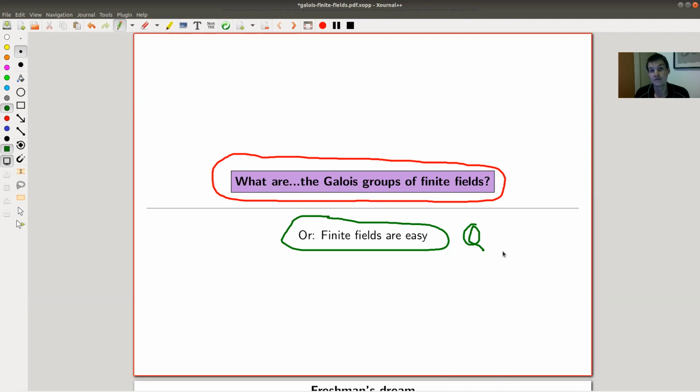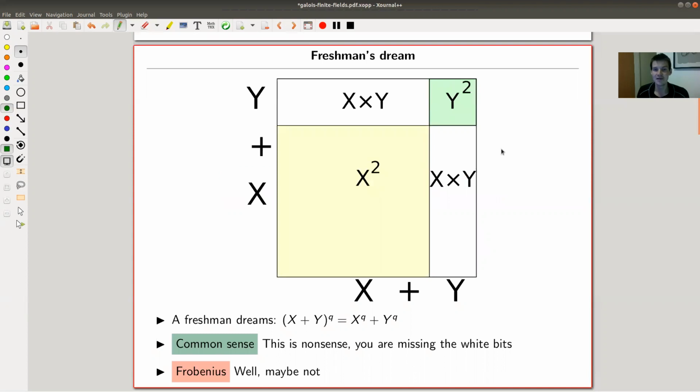It's based on a very easy observation, which is the starting point for today's video. The observation is known under the funny name freshman's dream. You think about a freshman who wants to do a calculation, let's say something like (x plus y) to the q. You will see why I'm using q here in a second. And of course, it would be very nice, freshmen like me would dream that this is equal to x to the q plus y to the q. As we all know, that's not true.